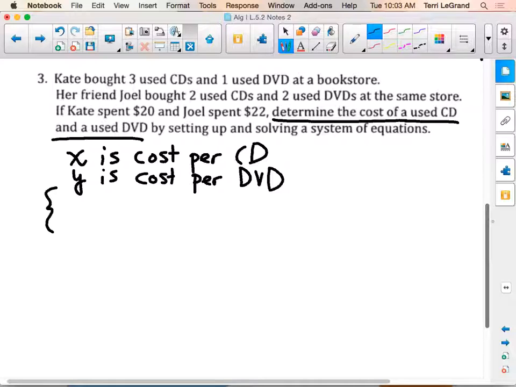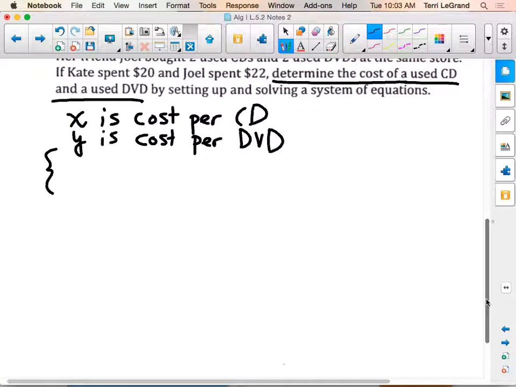We know how many each of them bought. We know how much money each of them spent. We need 2 equations, 2 people. Benton. 3x plus y equals 20. 3x plus, and why is it just a y? Because they just bought 1. So it's really a 1y, but we could just write it as a y.